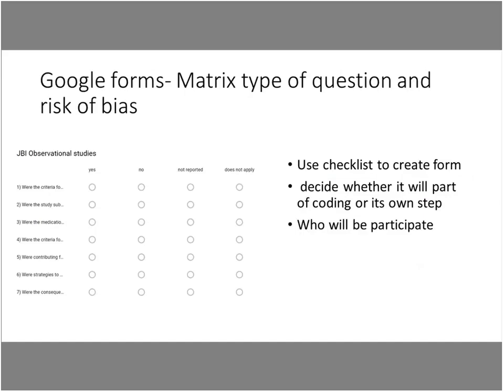Anyways, this was the way that we worked on the risk of bias. So I used the Joanna Briggs checklist for observational studies. You have some different options in Google Forms. So this type of question is a matrix type where all the questions have the same options for answers. We did take out the does not apply and decided that we were just going to go with these 3 options.